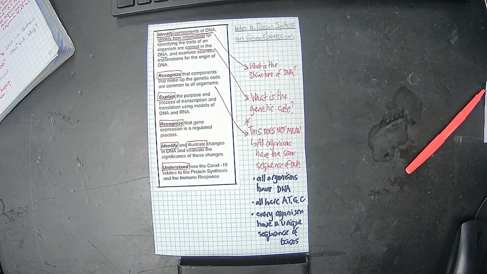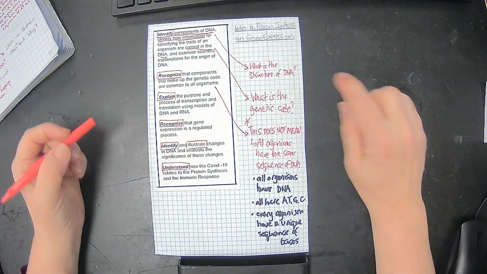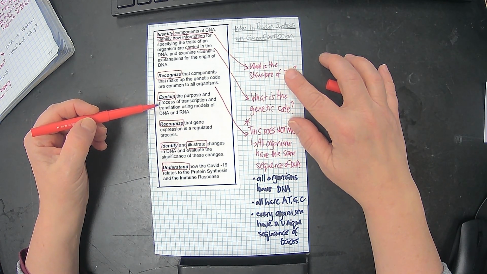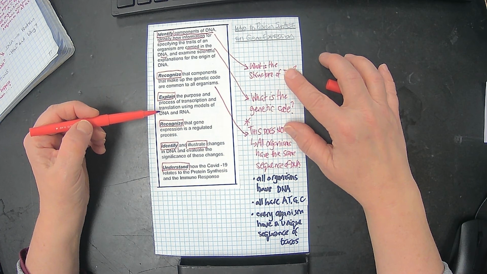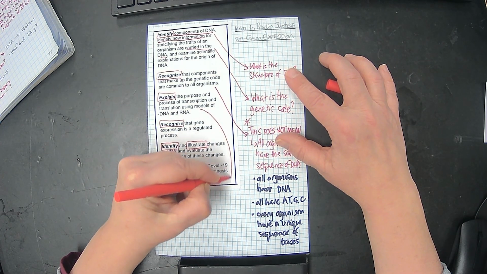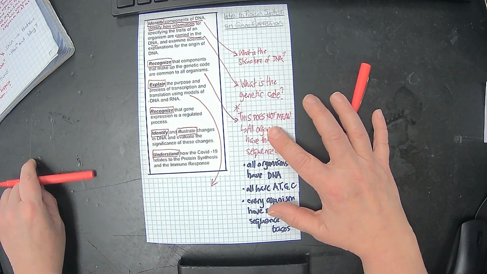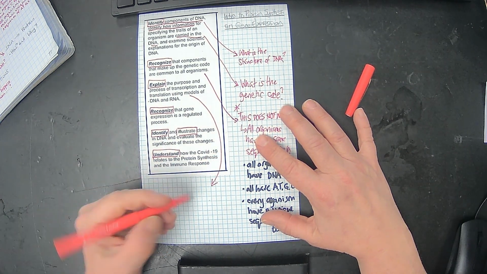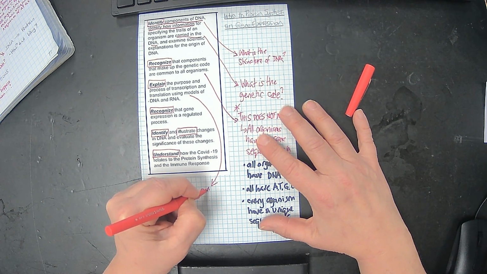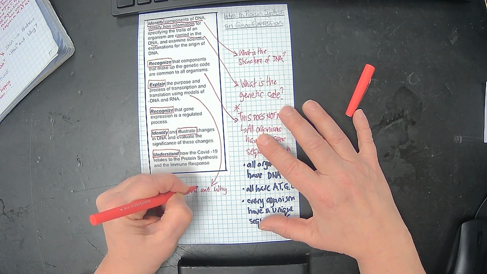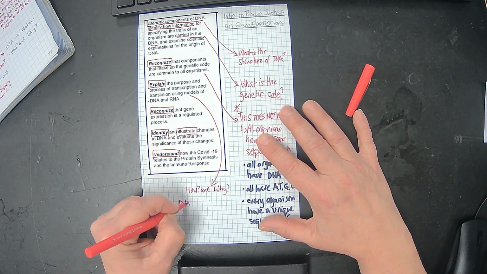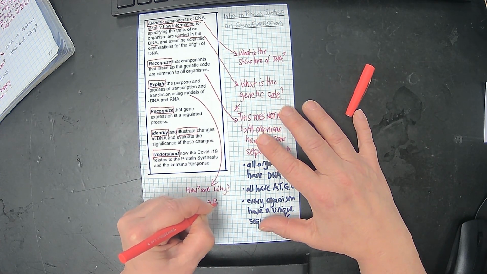Okay, so additionally, if we look at the next section, it says explain the purpose and the process of transcription and translation using models of DNA, which we know about, and RNA, and that's going to be new to us. But what does that whole bit really mean? It means this. How do we go, right? How, that's the process, and why, that is the purpose, right? How do we go from our DNA code to making proteins?